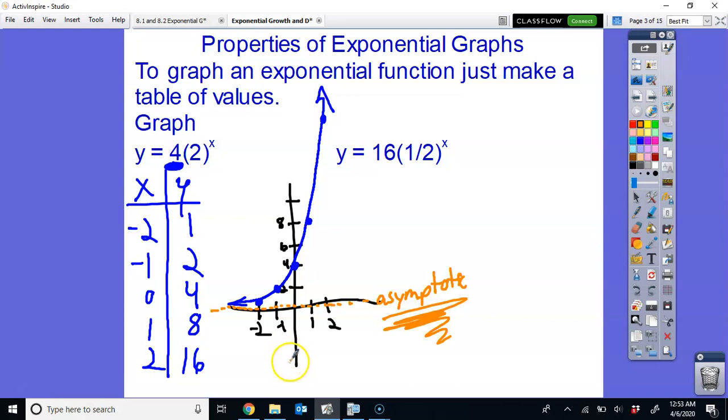Don't touch the asymptote. So, anyways, that is the basic idea behind graphing an exponential function. Exponential decay would be the same way. It would just be a graph that curves downward like a ramp.